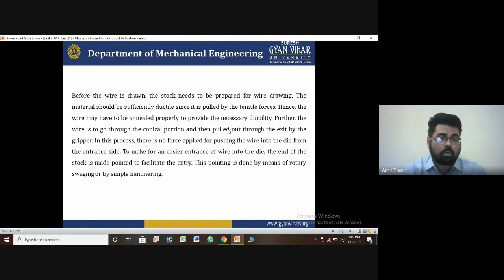Further, the wire goes through the conical portion and is then pulled out through the exit by the gripper. In this process, no force is applied to push the wire into the die from the entrance side. To make entrance of the wire into the die easier, the end of the stock is made pointed to facilitate the entry. This pointing is done by rotary swaging or by simply hammering.